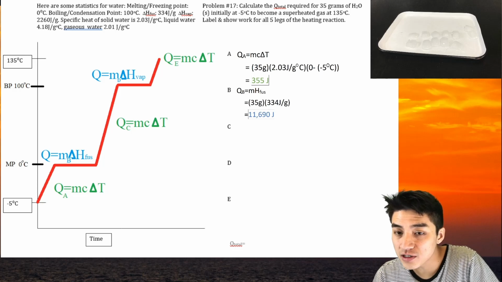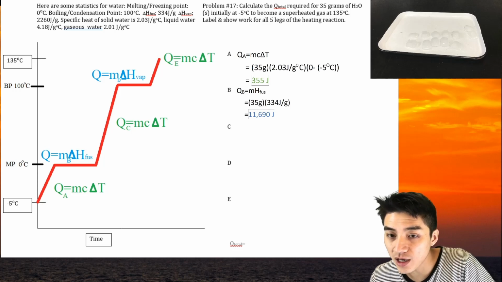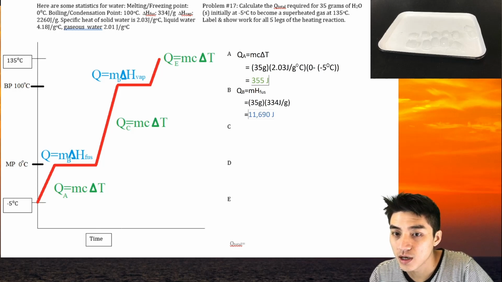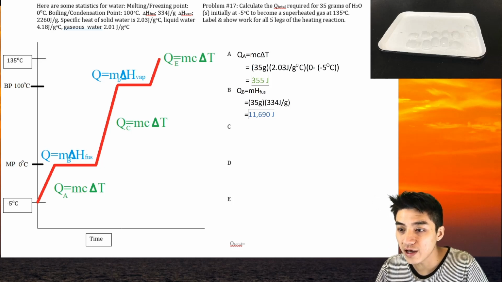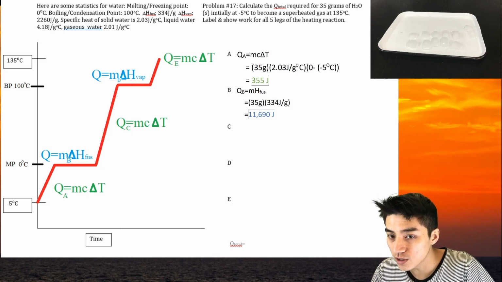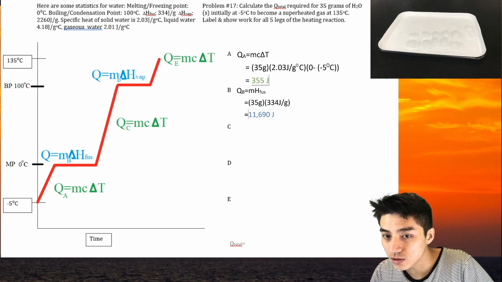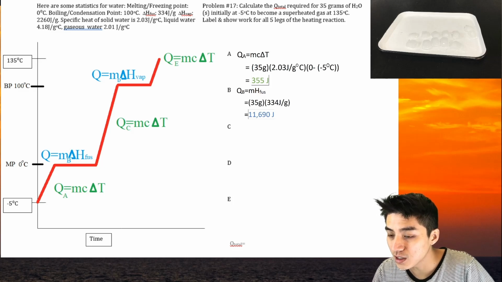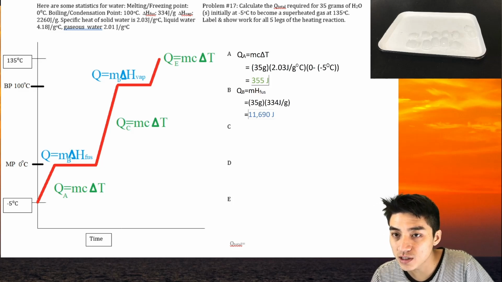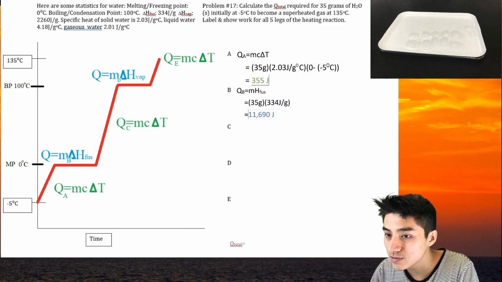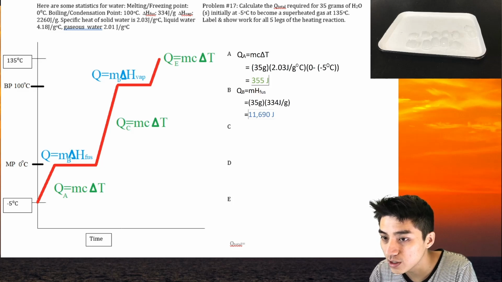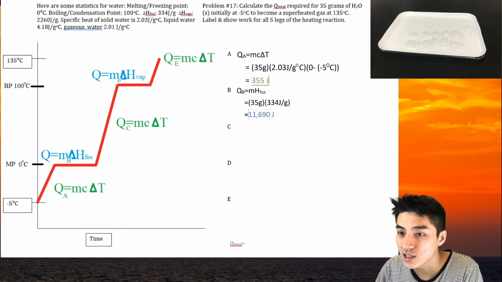Leg B represents the phase change from ice to water. So from the beginning of leg B, it's still ice. At the end of leg B, is when you start to see it transition into water. Because there's no temperature change, you see how it goes flat and it plateaus? You're going to use a different equation for this one. So this one's in blue. This one is Q = m ΔH fusion. Delta H fusion just represents the energy that it takes to change ice to water. So we're going to plug in 35 grams again, because the sample is still the same for the mass. And then for delta H fusion, you're going to plug in 334 joules per gram. Once you multiply those two numbers, you'll get 11,690 joules.